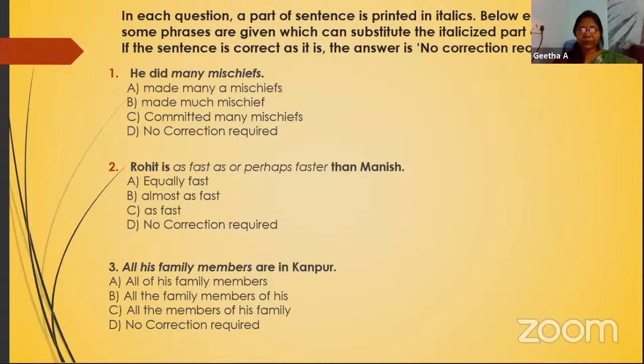All his family members are in Kanpur. All of his family members are in Kanpur. All the family members of his are in Kanpur. All the members of his family are in Kanpur. No correction required. So the last one, C. That's what Prem Sai says. C or D. Kirti again has given an option there.